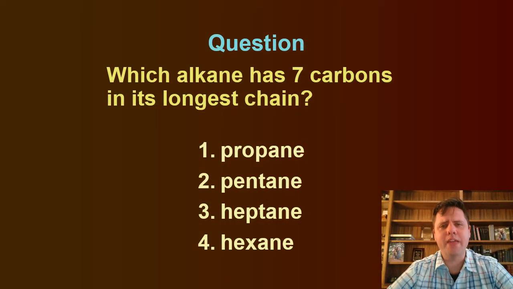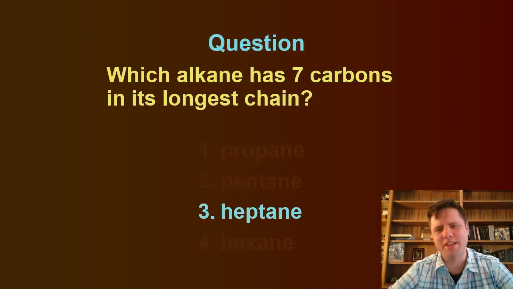Okay, so which alkane has 7 carbons in its longest chain? If it has 7 carbons, we're looking for the prefix hept, right? So we're going to say heptane.